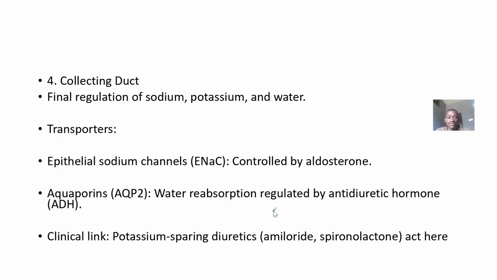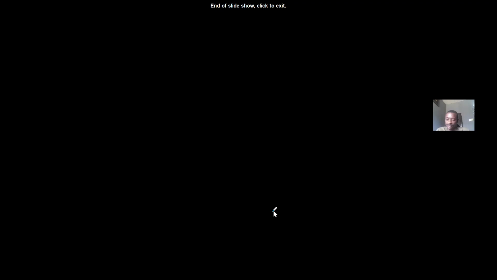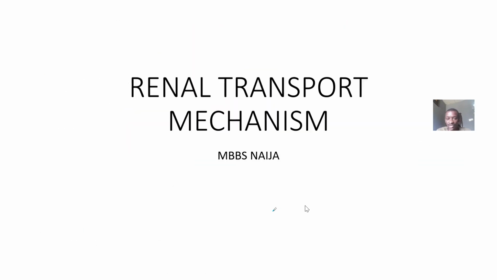The collecting duct is the final regulation for sodium, potassium, and water. You have the epithelial sodium channels there, and you have the aquaporins. Drugs that work at the collecting ducts include the potassium sparing diuretics. Those encourage that more water is put out from the system, but potassium is held back. So that's it for the renal transport mechanism.